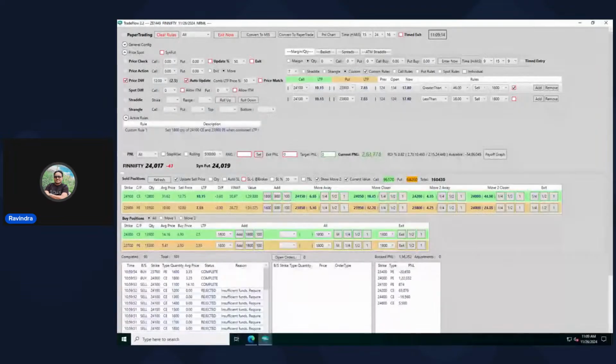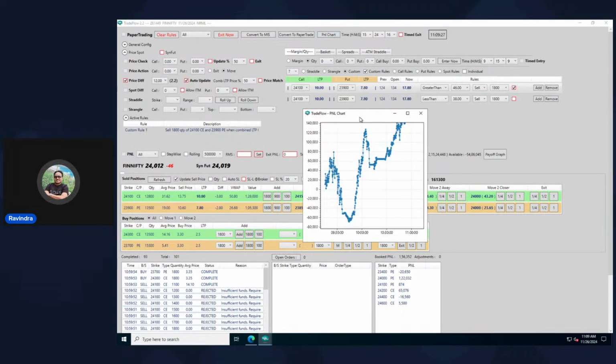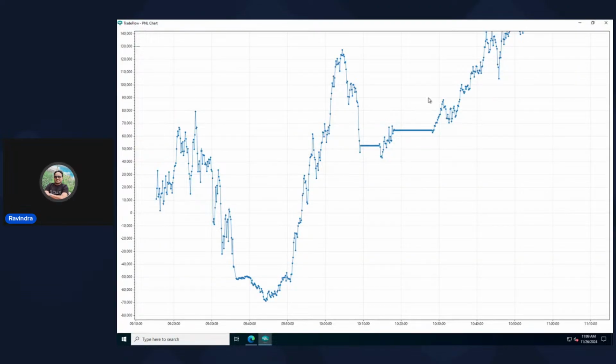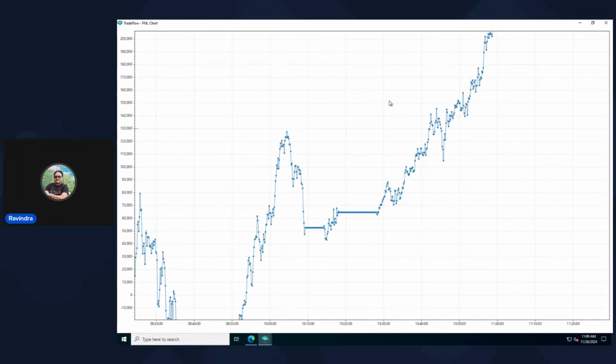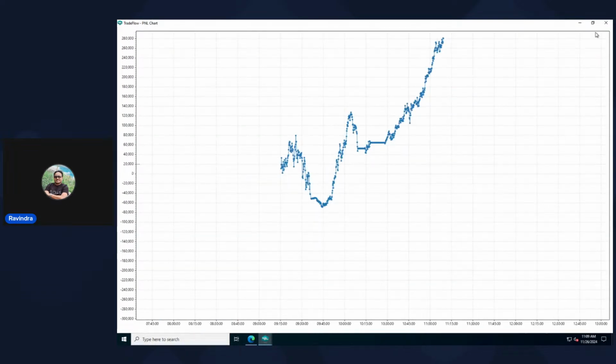All right, so these are all the positions that I have. I know most of the decay has already happened, but the start of the day wasn't so easy. Let me quickly show the PNL chart here. I'll also tell you the rationale for why I took these positions. In fact, I did some exits and then came back again. That's the reason you see some flat lines here.